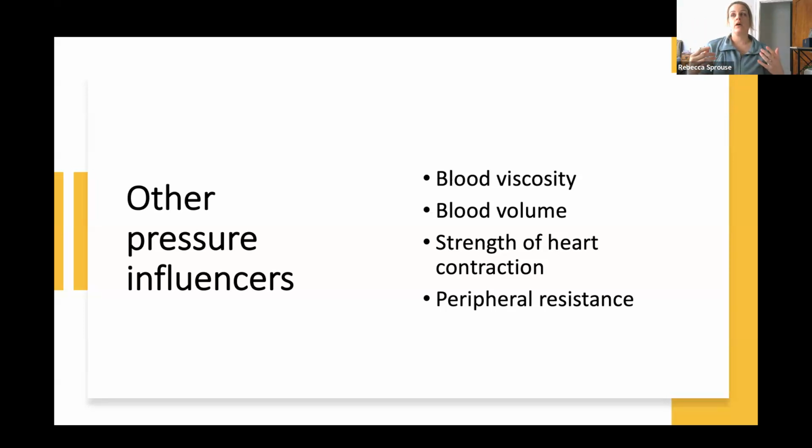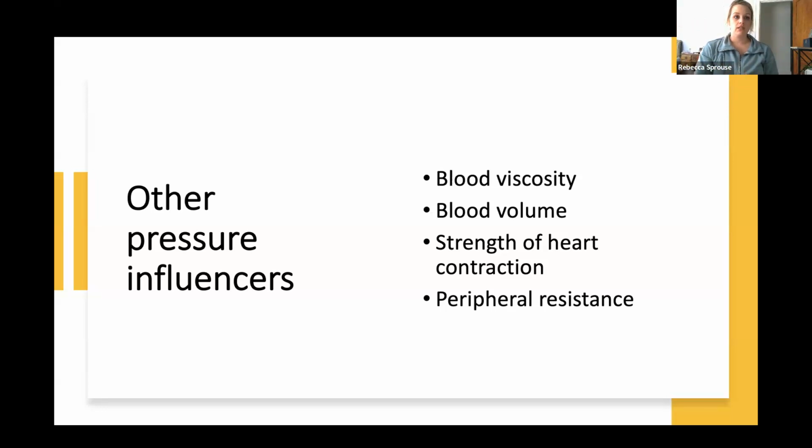Think about somebody who's a diabetic, who has a lot of glucose in their bloodstream. A lot of times they also have high blood pressure because of their blood viscosity. It's like maple syrup. If you think about pumping syrup through your vessels, it's going to take a lot more pressure to pump that through your vessels than it would water.